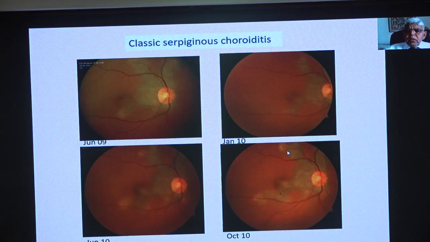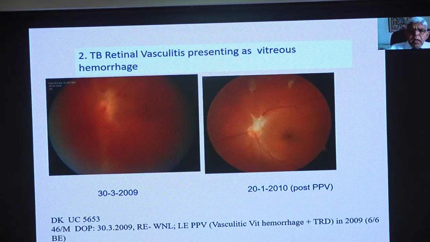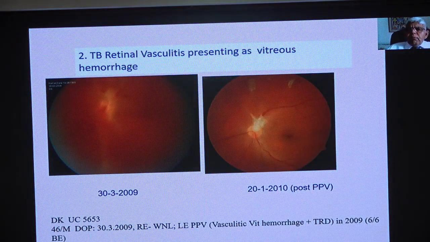These patients do not have any vitreous reaction, they do not show evidence of tuberculosis in the systems, and they require immunosuppressive therapy. And no matter what you do, these patients are destined to go blind, because this leads to extensive choroidal atrophy wherever the serpentine lesion keeps on moving around and keeps on making areas of dead retina. Now, the other common manifestation of TB uveitis is vitreous hemorrhage.